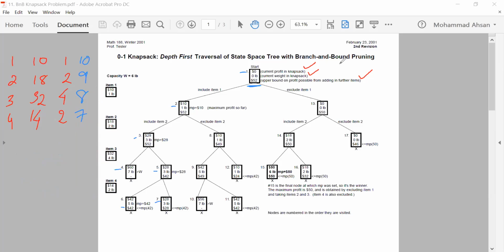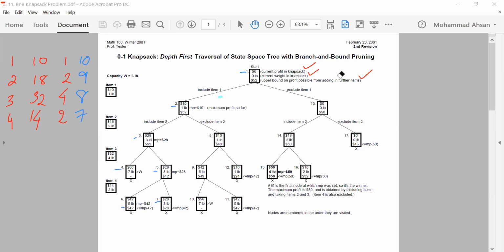This internal node value calculation is easy. You just have to remember when you are including or excluding, you have to recalculate the estimated profit. So at the most you can get is 52. Okay, so let's do the traversal now.